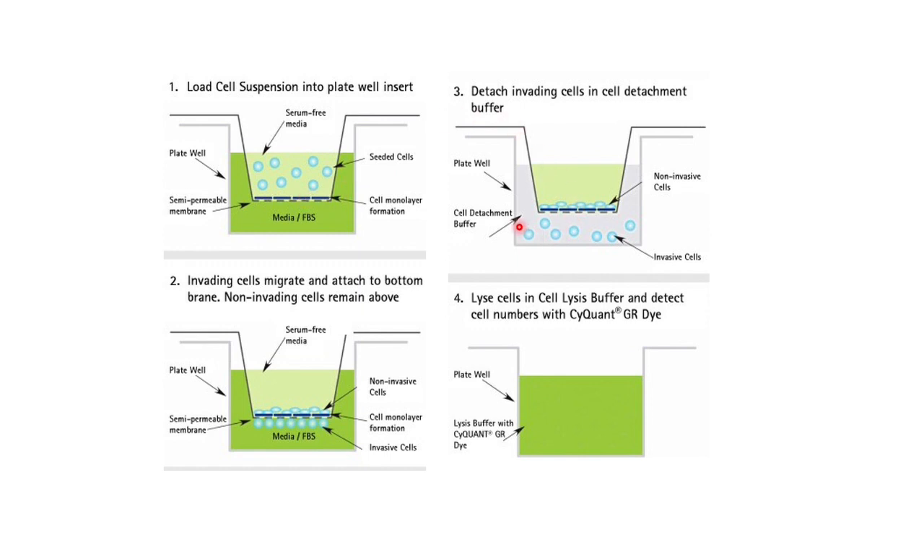So after some time, cells from this membrane migrate to the media, the DMEM, FBS media, whatever media is there underneath, and then we will remove the semi-permeable membrane that is placed on top, and we will quantify the number of cells that are present in the media using cell lysis buffer. So through this we will be able to see the potential of the cells to migrate through a semi-permeable membrane.